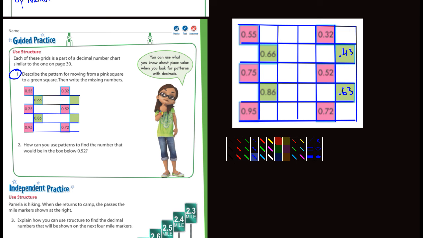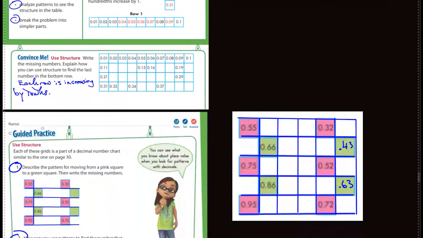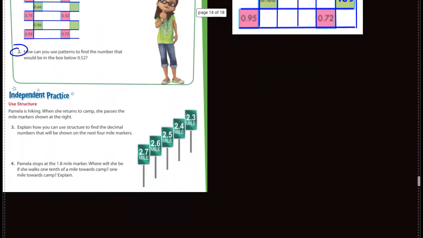And how can you use patterns to find the numbers that would be in the box below 0.52? So they're talking about this box right here. So again, if you fill the whole thing out, you're answering that. You're going to be seeing that things are increasing by the hundredths, the second place from the decimal. All right. So again, if you just fill it out, I'm happy with number 2. And so independent, where are we here? Independent practice.